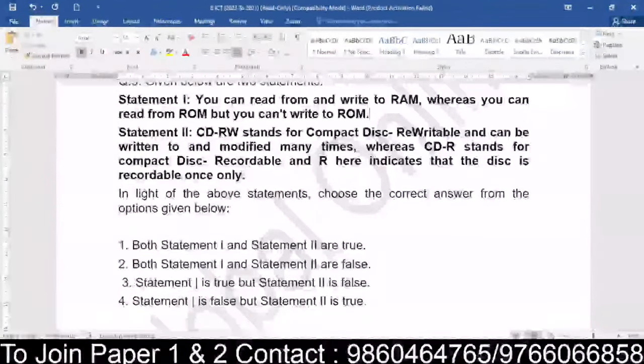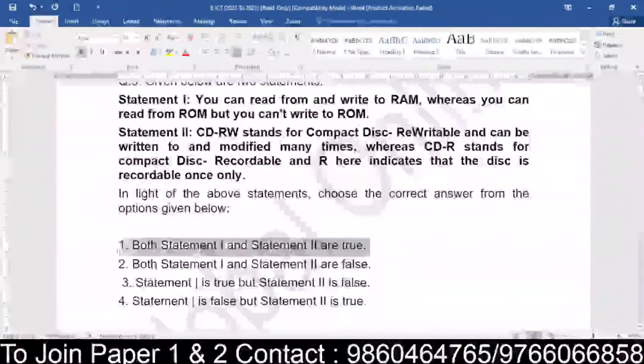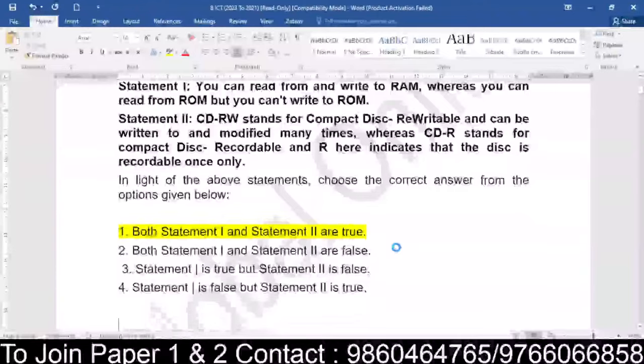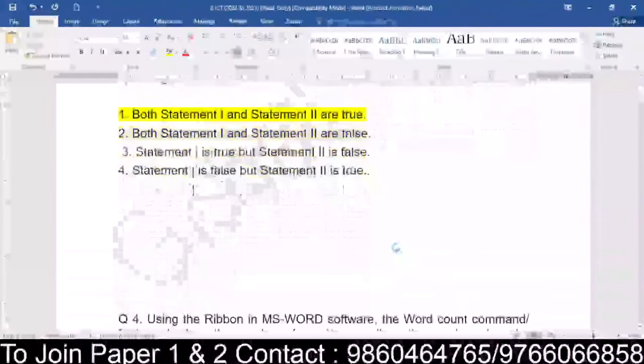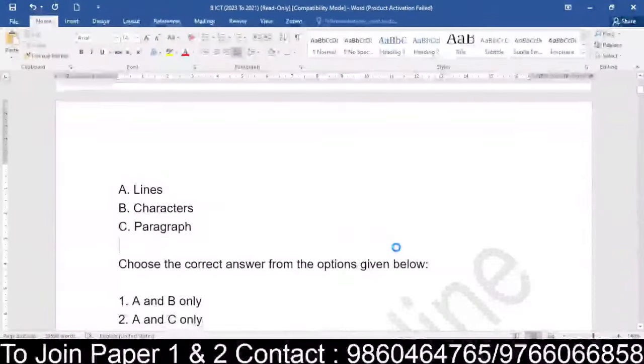Which statement stands to be correct? If you see, RAM stands for read and write, ROM stands for only read, and the full forms of the given options are also correct. So both statement 1 and statement 2 stand to be true. Now coming to the next question.